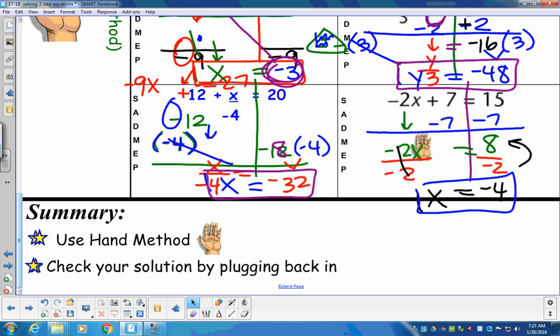I expect to see vertical lines drawn, copy, paste. I expect to see that you've checked your answer. You've plugged it back in and made sure that the correct answer is there. It is inverse operations. Nothing should be done in your head, even if you know what the correct answer is. You need to prove it to me using inverse operations.